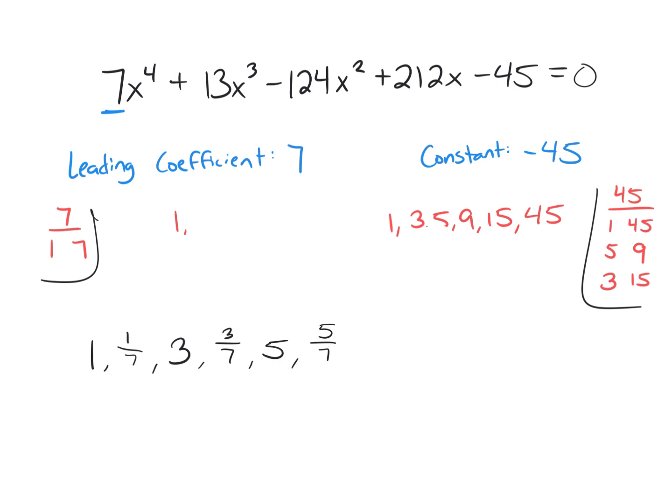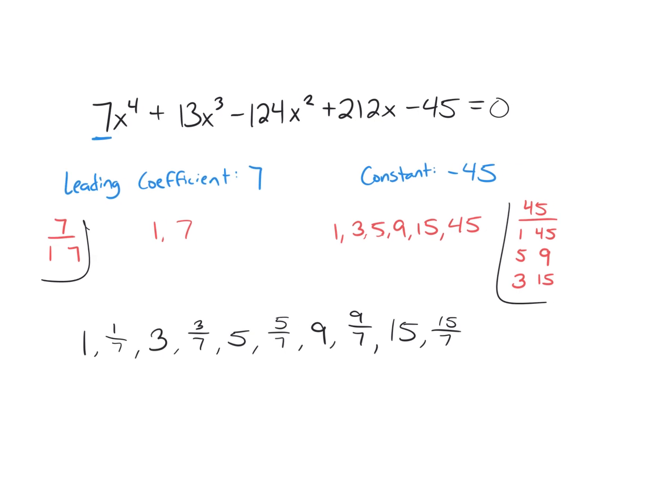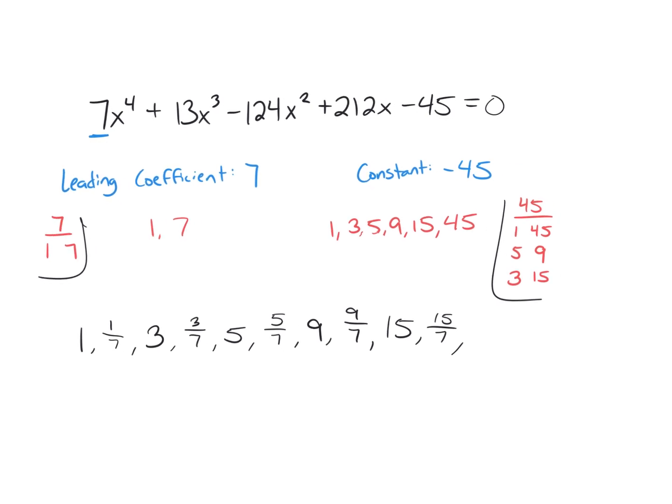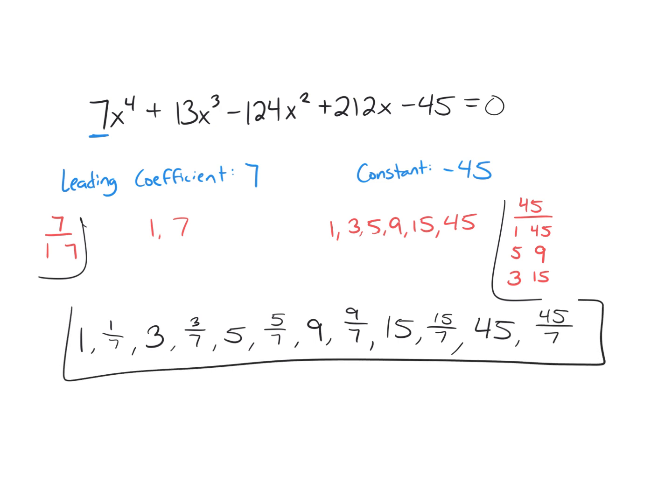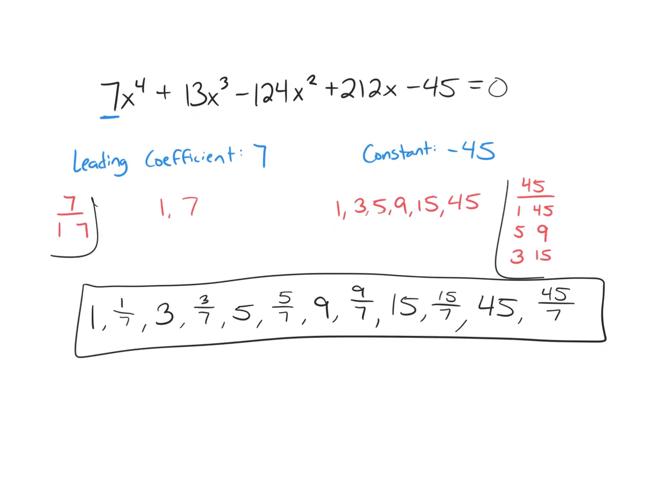Oh, I didn't mean to erase that. What's my next number? 9. 9 divided by 1 is 9. 9 divided by 7, I'll let you leave it like that. 9 over 7. Okay. 15 divided by 1? 15. 15 divided by 7? 15 over 7. Are we done? Nope. Almost. 45 divided by 1? 45. 45 divided by 7? Yes. Now are we done? Yes. Yep. So those are all possible solutions to my equation.